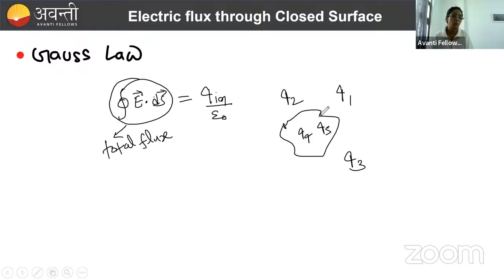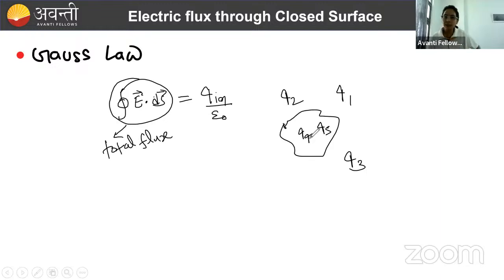You see the closed surface. Inside the closed surface, there are two charges present, Q4 and Q5. And outside, three more charges are present, Q2, Q1, Q3. But in the formula, we can see it only takes Q enclosed, that is, charges inside the closed surface.